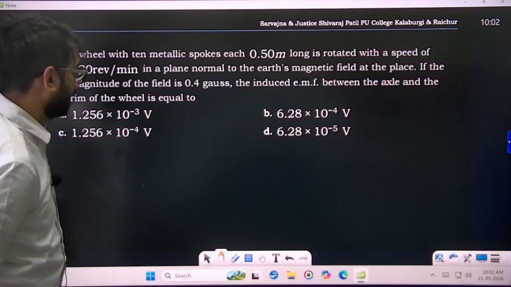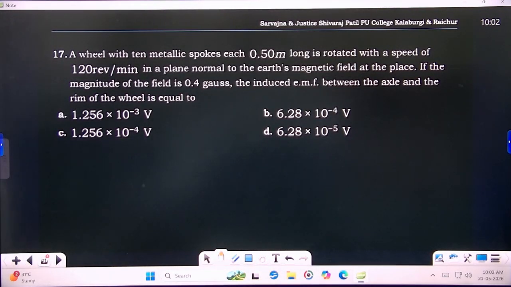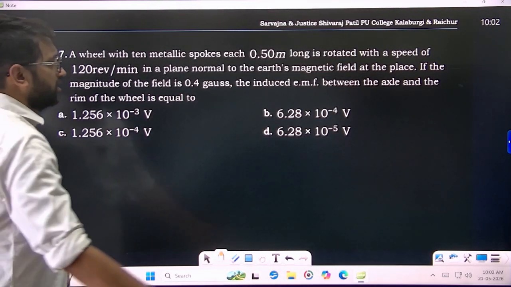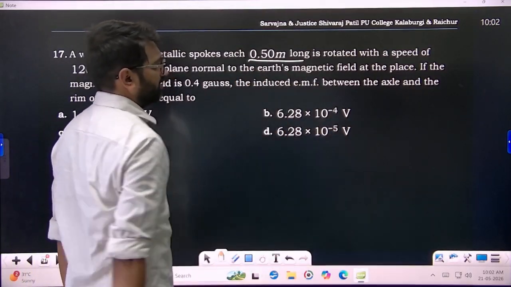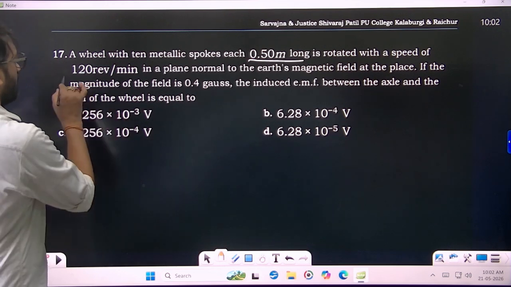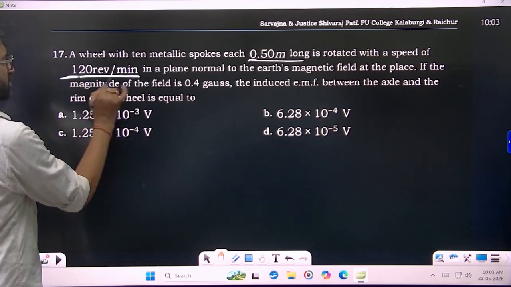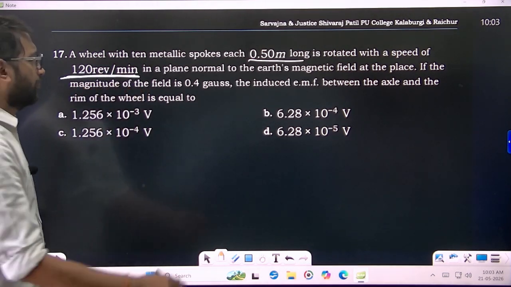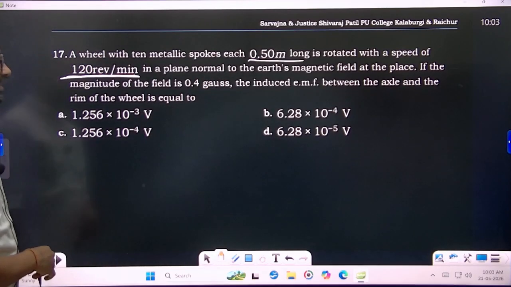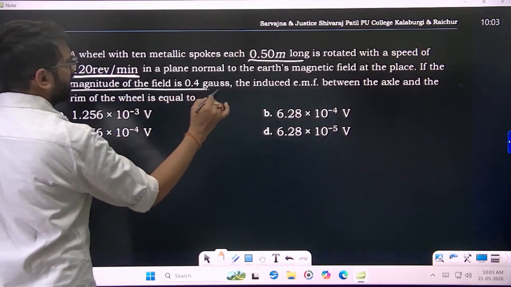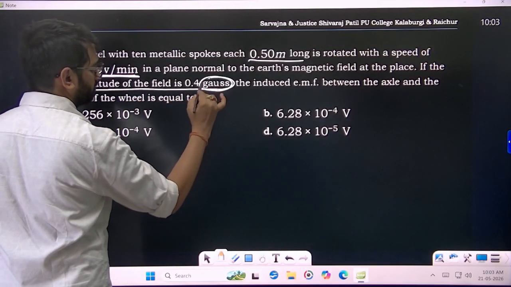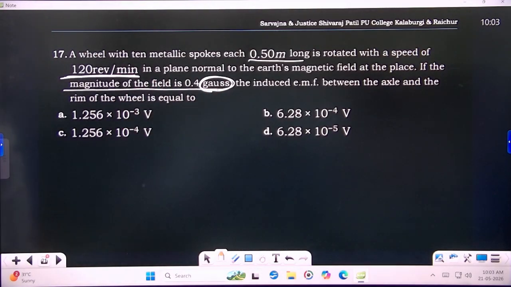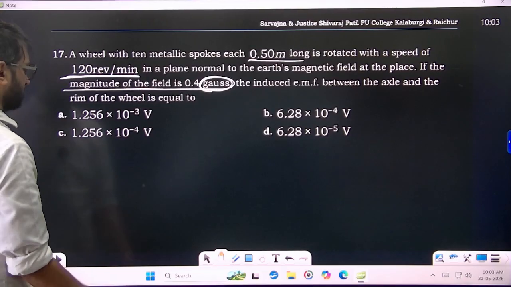Next. A wheel with 10 metallic spokes, each of length 0.5 meter, is rotated with a speed of 120 revolutions per minute in a plane normal to Earth's magnetic field. If the magnitude of the field is 0.4 Gauss, then the induced EMF between the axle and the rim of the wheel is.